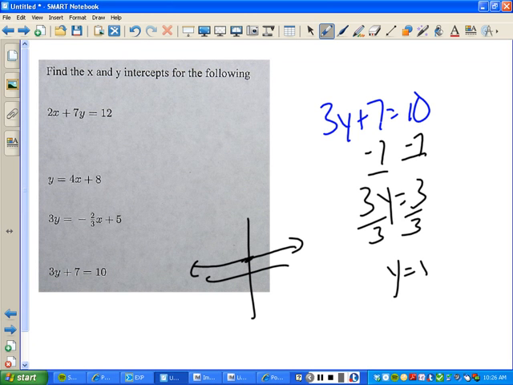What's the x-intercept? What's the y-intercept? The x-intercept is none, and the y-intercept is (0, 1). Any questions on that?